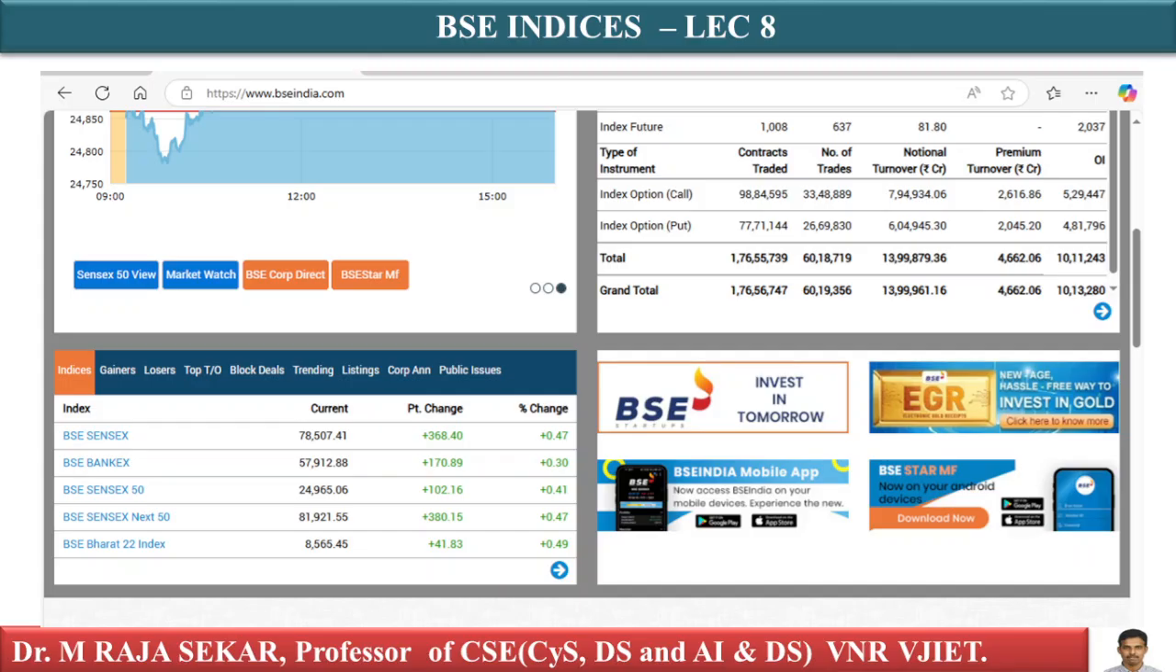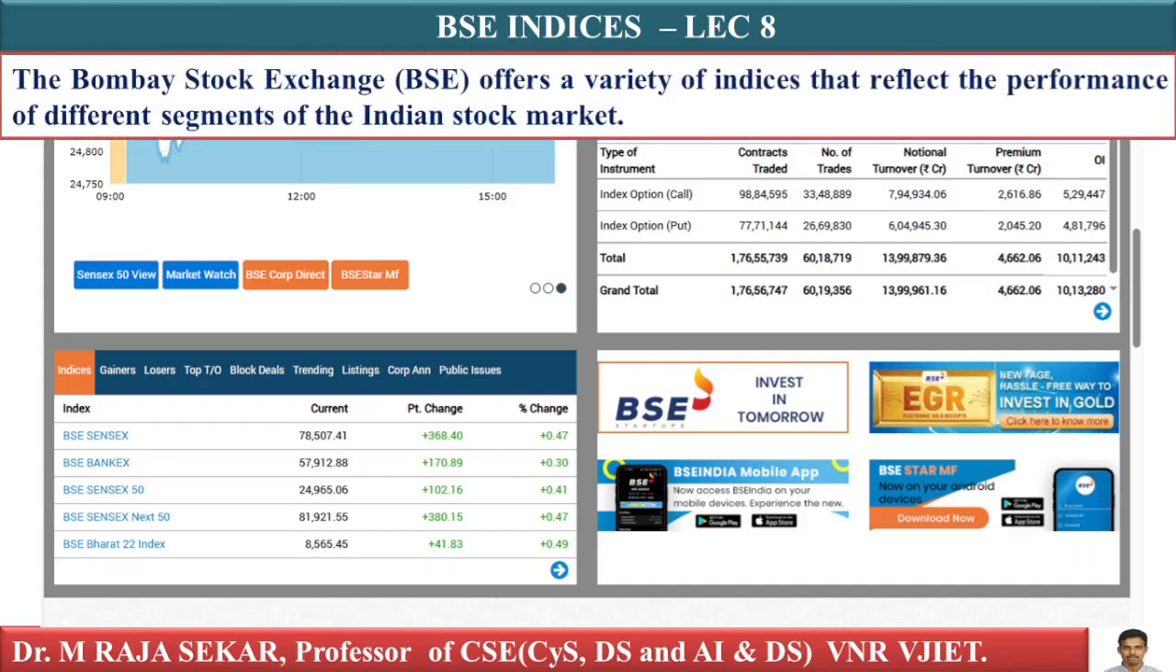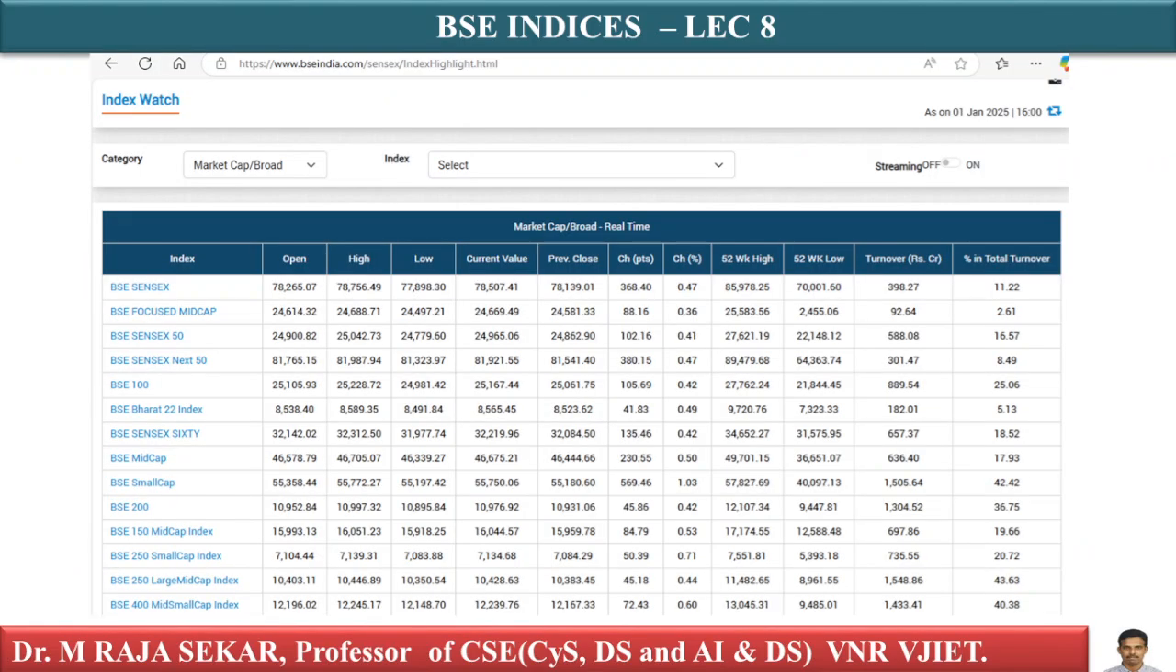In this lecture, we will try to understand BSE indices. The BSE, Bombay Stock Exchange, is one of the leading stock exchanges in India. It has several key indices that are used to track the performance of different segments of the market. These indices are important for investors, analysts, and policymakers as they provide insights into the market trends and investor sentiment.